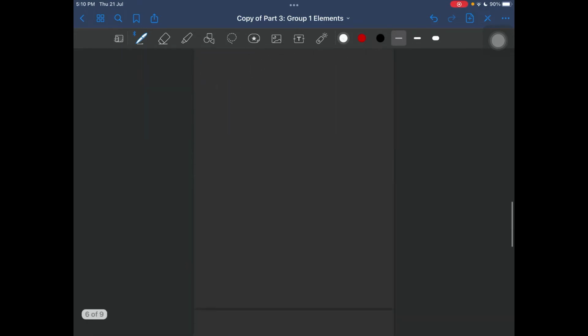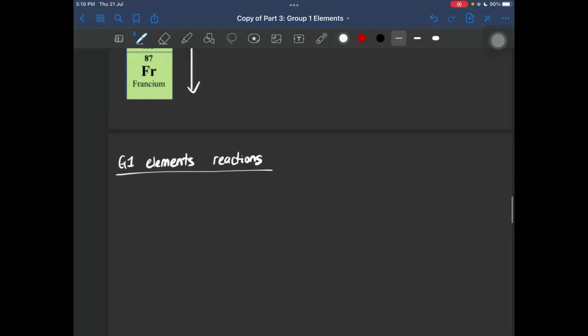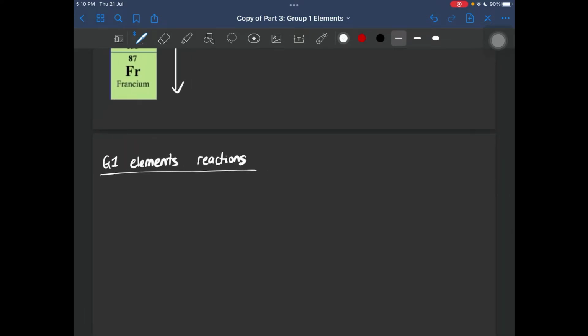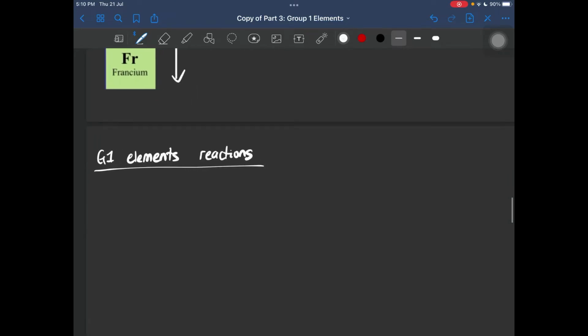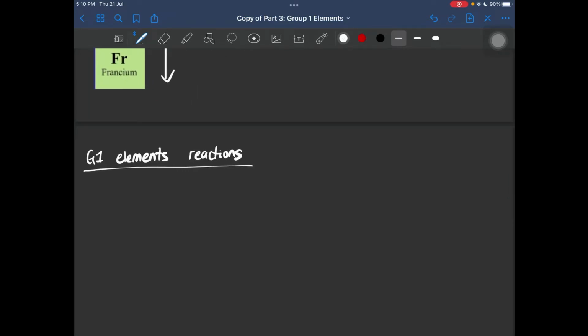Okay, so next we're going to look at group 1 elements reactions. So in this chapter, for group 1 elements, we're going to learn about the reactions of these group 1 elements with 3 substances. Firstly, with water. Secondly, with oxygen. And thirdly, with group 17 elements, which are also known as halogens, right?